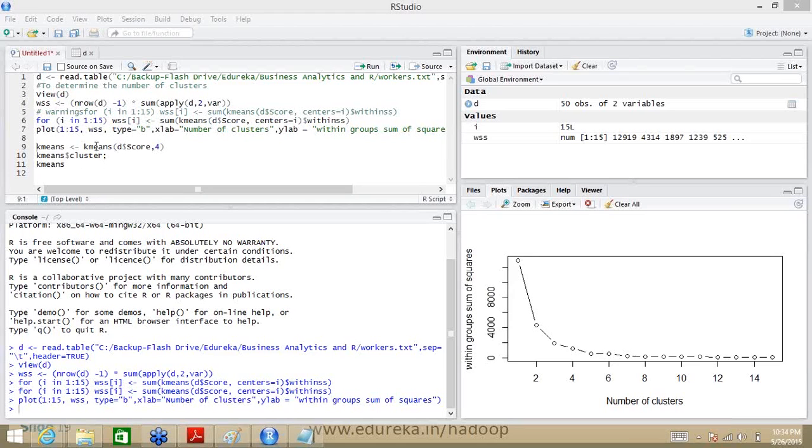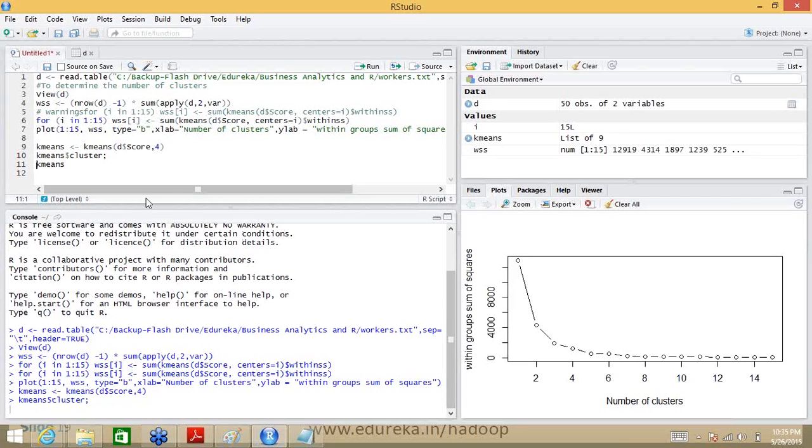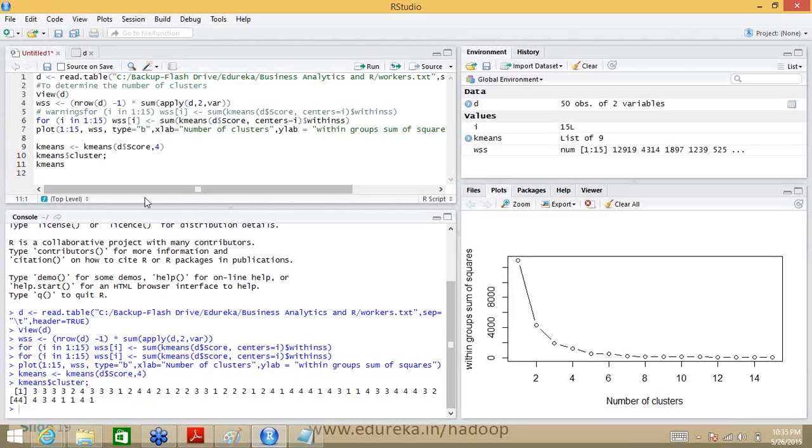Thanks, Pranit. Yes, this is to determine the number of clusters. There are some other rules of thumb as well, but this one is a very efficient way to determine the number of clusters. So I can do a k-means, maybe with four clusters here, on the score aspect. Then if I do this, it gives me all this information.